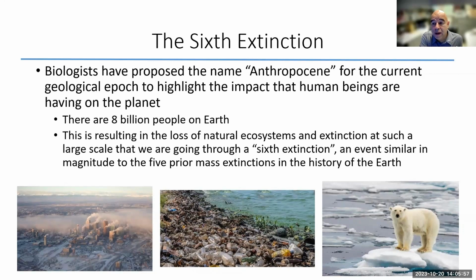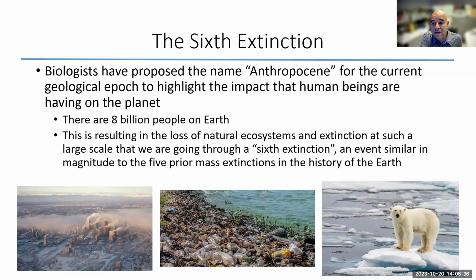And as you might have heard, we're having major problems with the Earth's ecosystems. So biologists have actually proposed the name Anthropocene for the current geological era because of the influence that humans are having on all of the Earth's ecosystems, from places close to our cities, to the depths of the Amazon forest in South America, to the bottom of the ocean. You can see signs of the actions of humans really everywhere on Earth now.